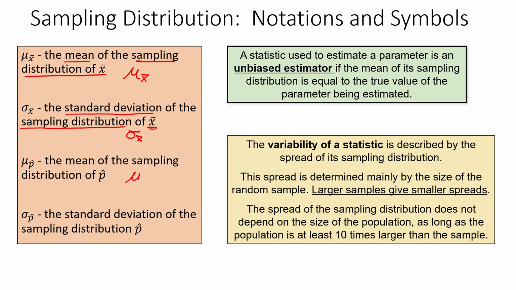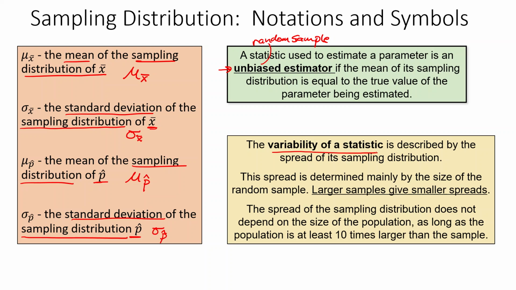Mu sub p hat is the middle of all the proportions from a sampling distribution of proportions. And sigma sub p hat is the standard deviation of the sampling distribution of all the p hats. All right, so some other terms that we sometimes hear here are unbiased estimator. So the mean of the sampling distribution is equivalent to the true mean of the parameter as long as the statistic used to estimate is unbiased. In other words, as long as we're taking a random sample. So we need a random sample happening here. We'll talk more about that later.